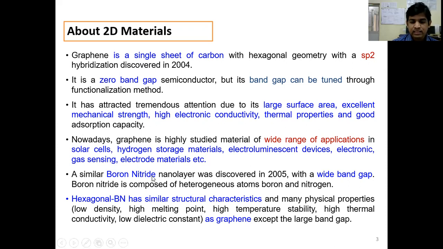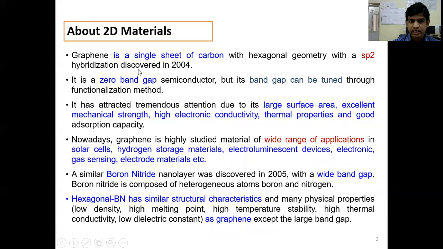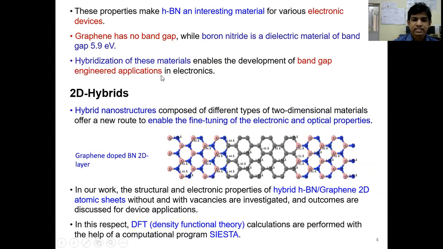Boron nitride is another two-dimensional material. It was discovered in 2005. It has all similar properties to graphene, except a large forbidden energy gap, meaning band gap. It is around 5.9 electron volts. So it means boron nitride is an insulator and graphene is a conductor.